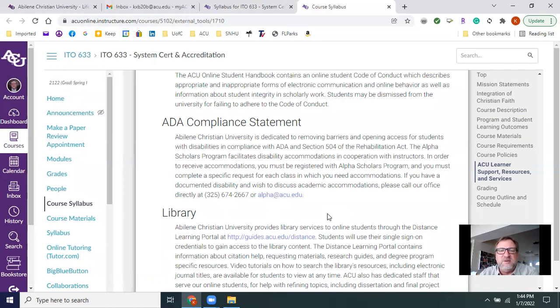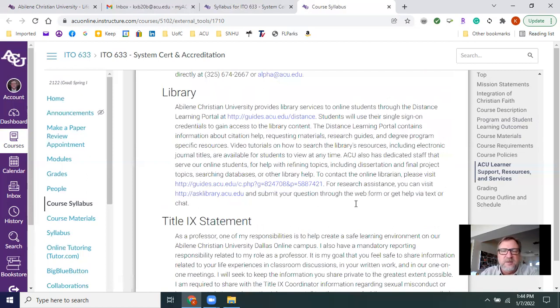If you have a documented disability and wish to discuss academic accommodations, please contact the Academic Accommodations Office. The phone number is right there, and they also provide their email address. They're a great office. Don't hesitate to contact them.